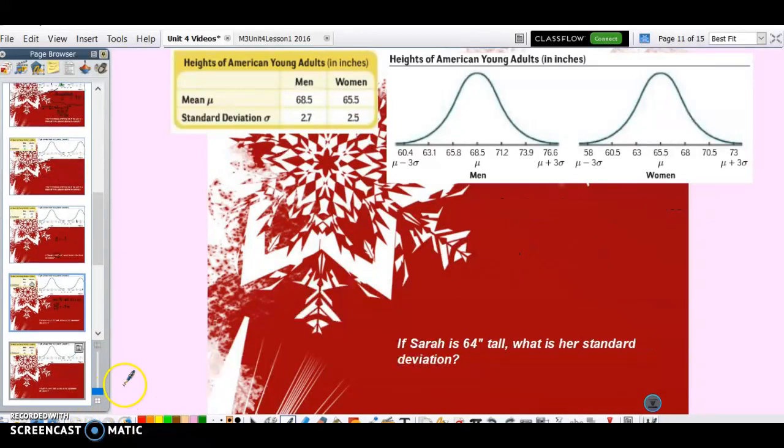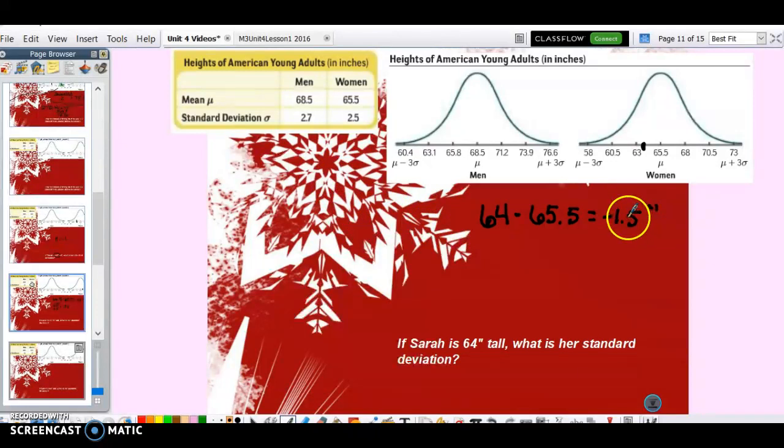So let's look at one more example. Now she's 64 inches tall. That puts her about right here. Pretty close to -1, but we want to actually calculate that. So again, I like to take her height first and then subtract it from the mean. This will just tell me how far Sarah is in inches off the average. So she is -1.5 inches off the mean.